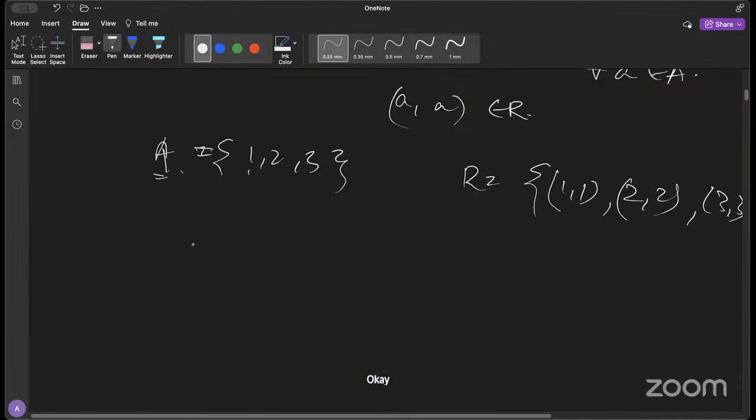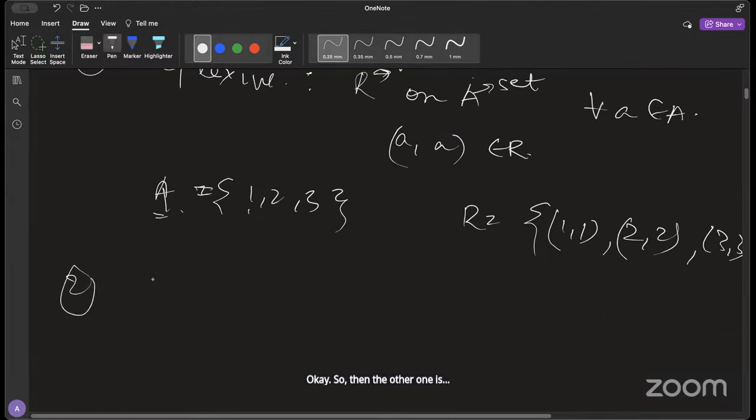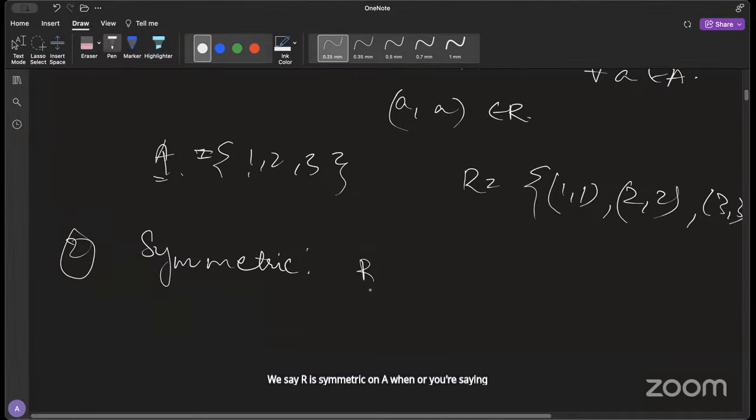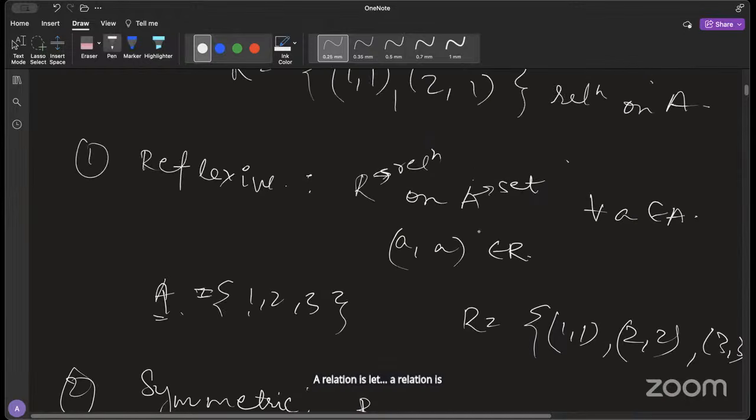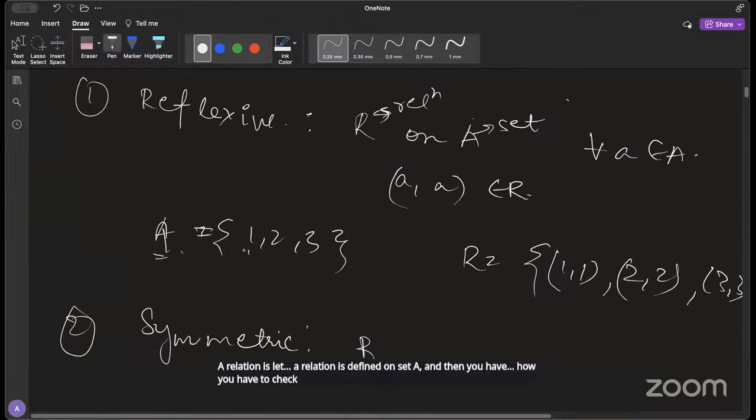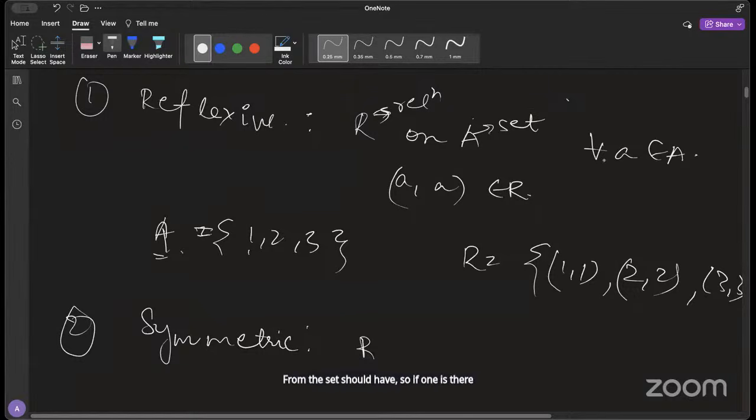Okay. So then the other one is symmetric. So we say R is symmetric on A, or you're saying a relation is defined on set A, and then how you have to check is every element from the set should have its pair. So if a is in the set, this is the symbol for all. That means for every element a in A, your (a, a) pair should be in your relation. That's when it's called reflexive.